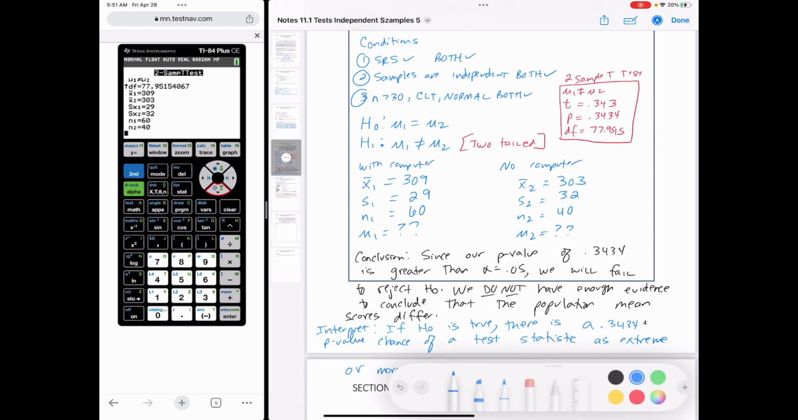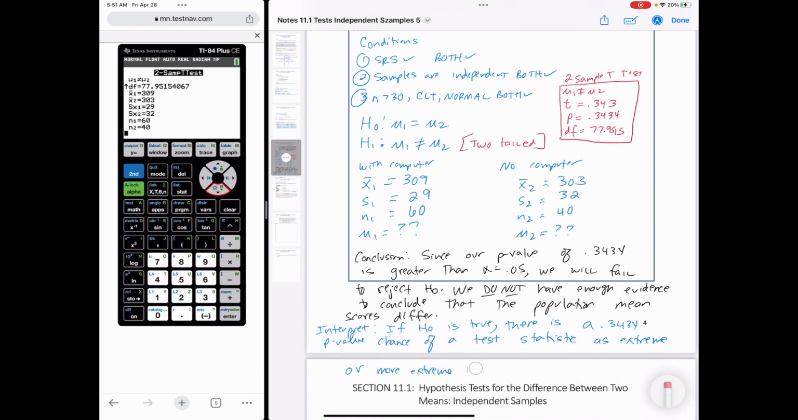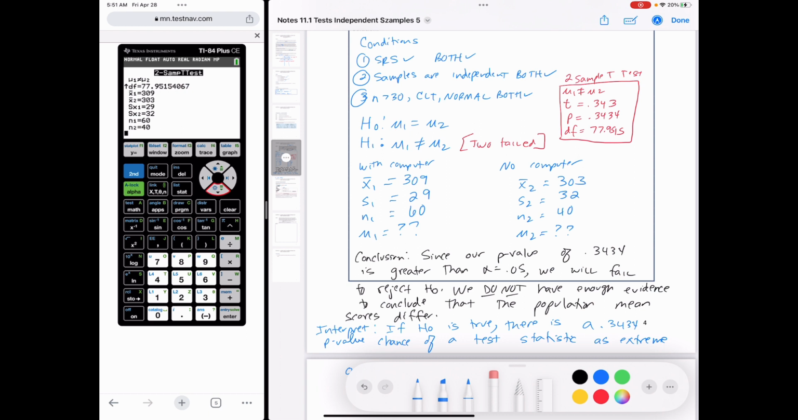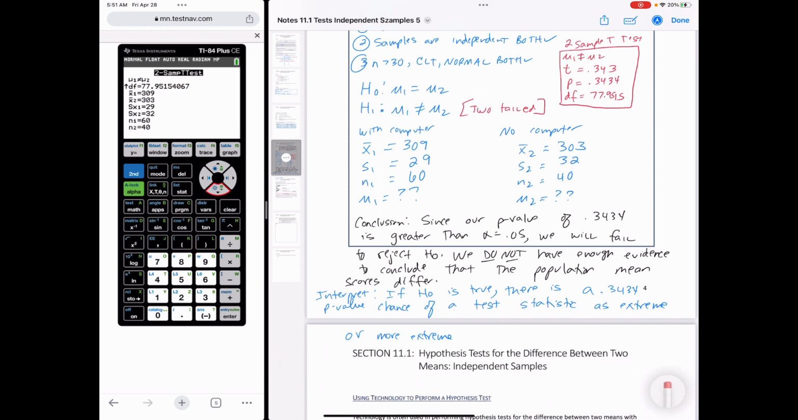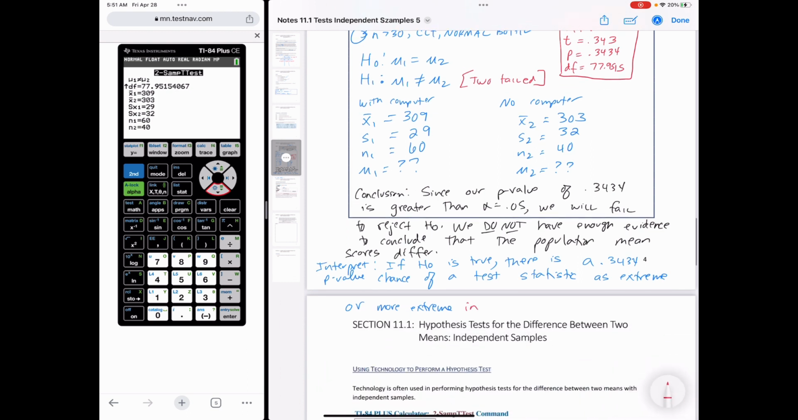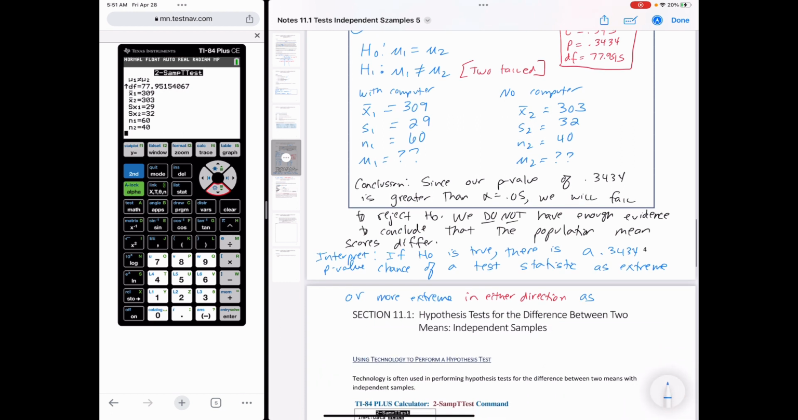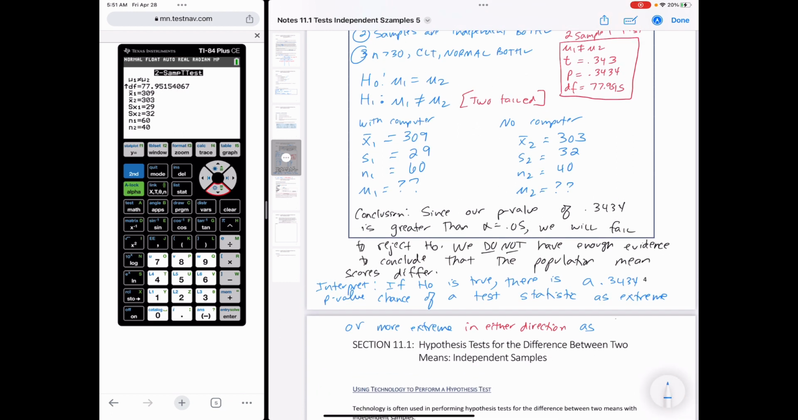And where this is two-tailed, and I almost forgot to do it too, make sure you put a star there, because what you want to do that's different is you want to say as extreme or more extreme in either direction. That takes care of the two-tailed part. In either direction as ours, and ours is t equals 0.343.